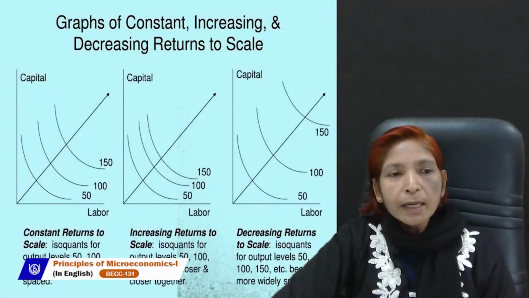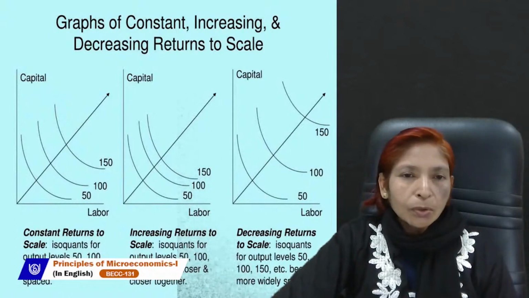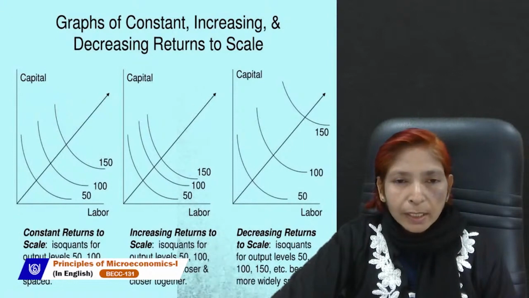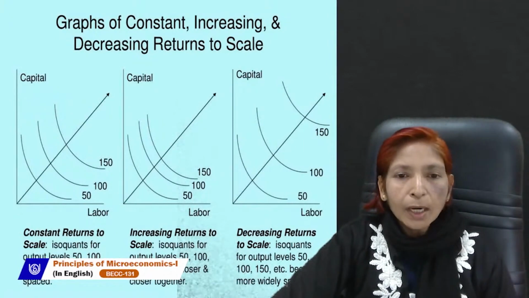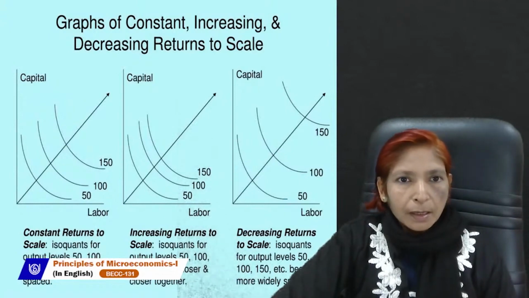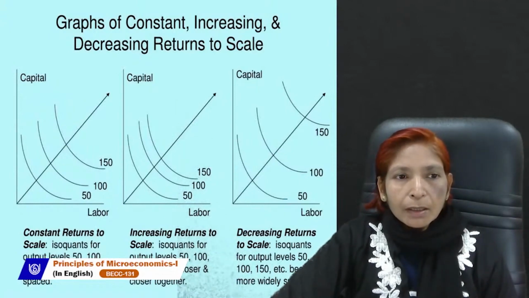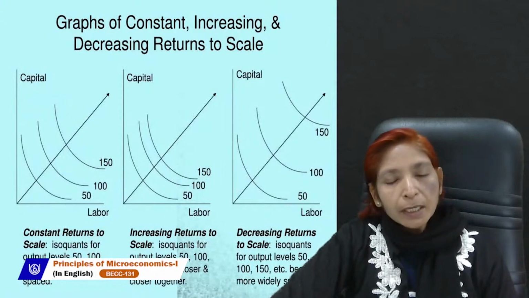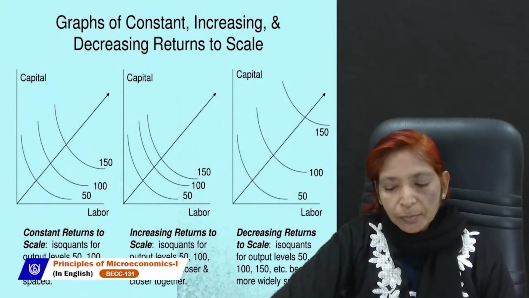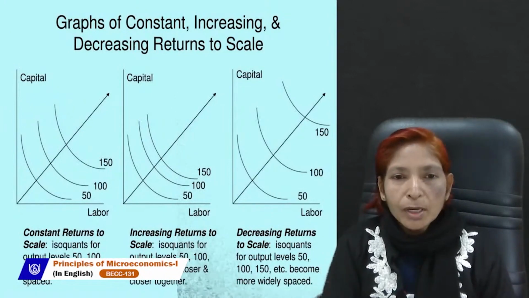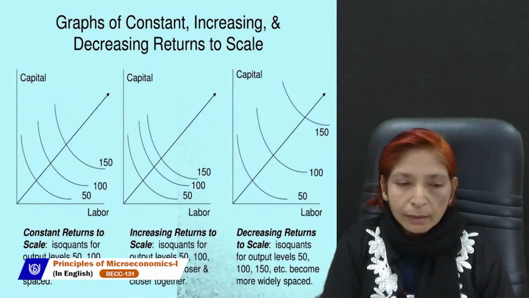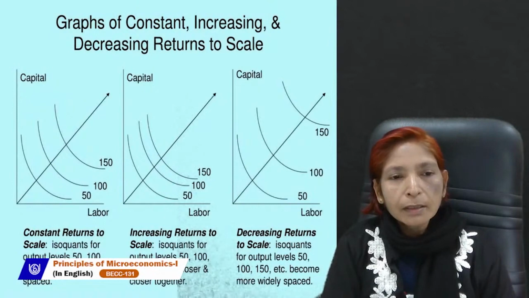Next, sometimes in the exam, they ask how you can show returns to scale or returns to a factor with the help of isoquant analysis. The returns to scale law is applicable in the long run, and it shows that there are three stages of production: one is increasing returns, second is constant returns, third is decreasing returns to scale.